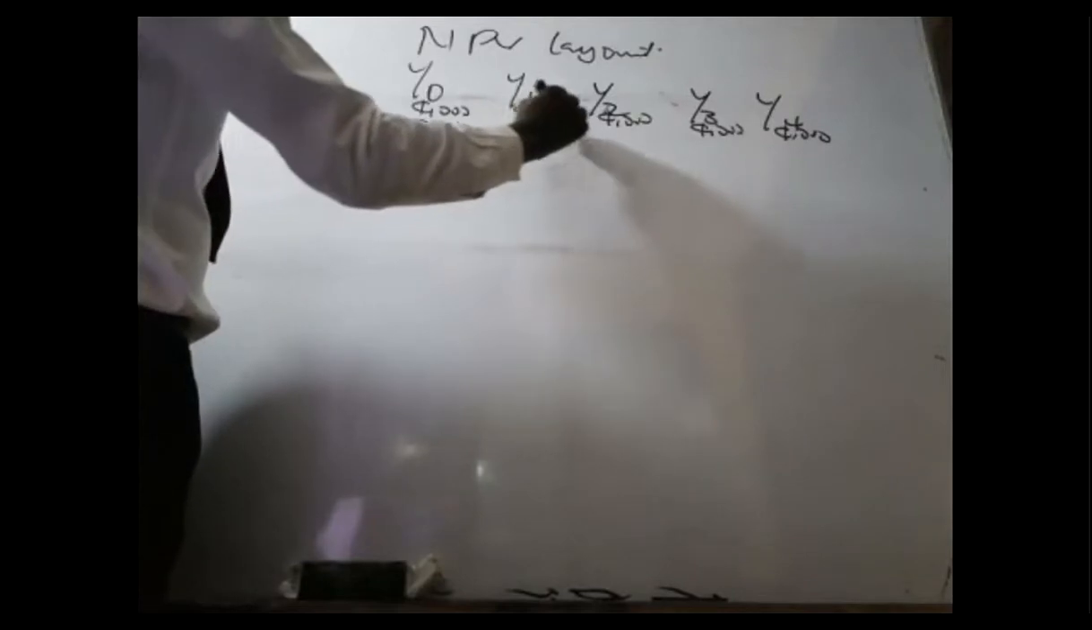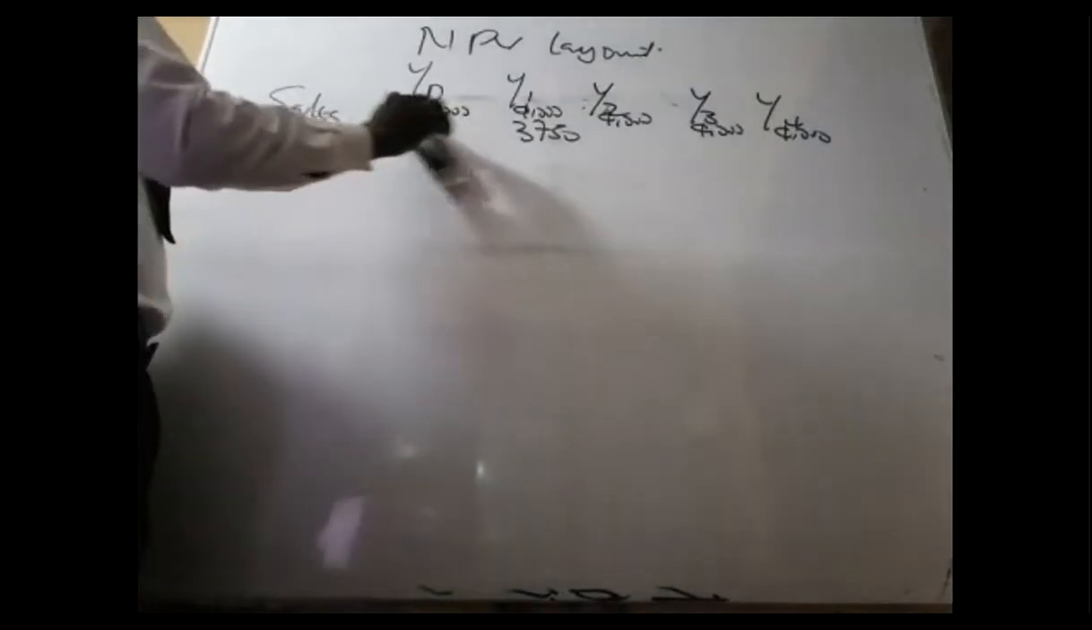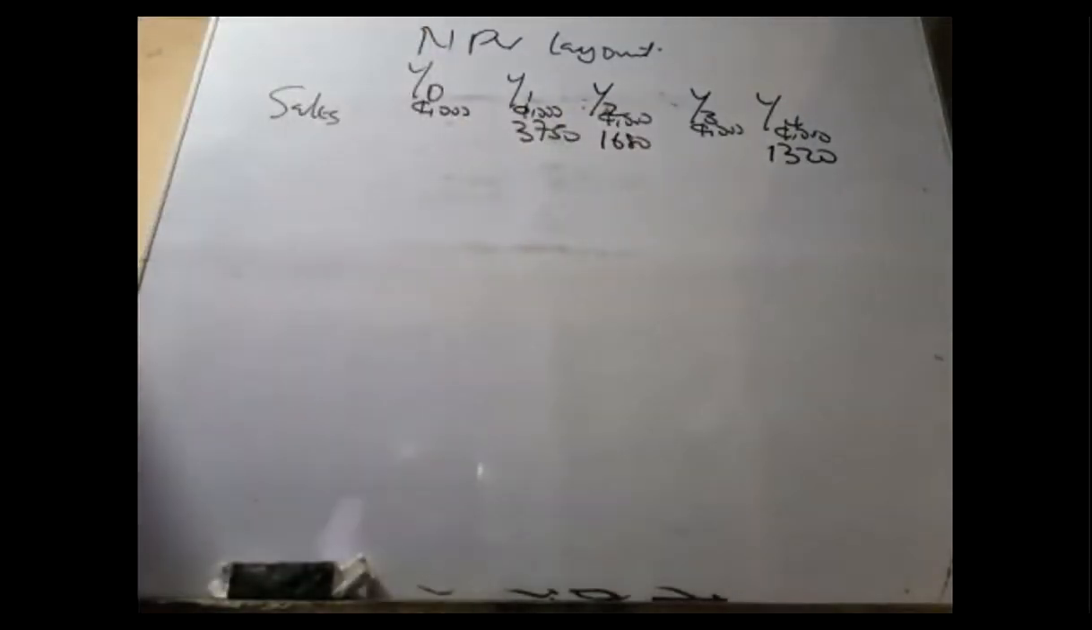Year 0 should be 0, because there's no sales revenue for year 0. Okay, so that is that. So year 4 gives us 1320. That is year 4. Year 2 gives us 1680, perfect. And year 3 will give us 1380.